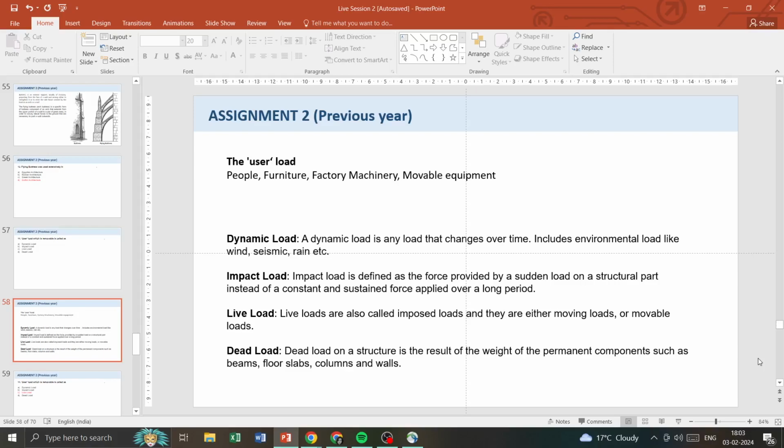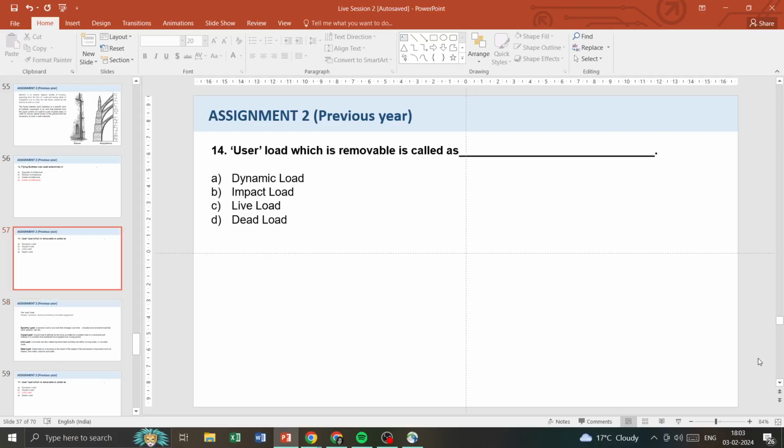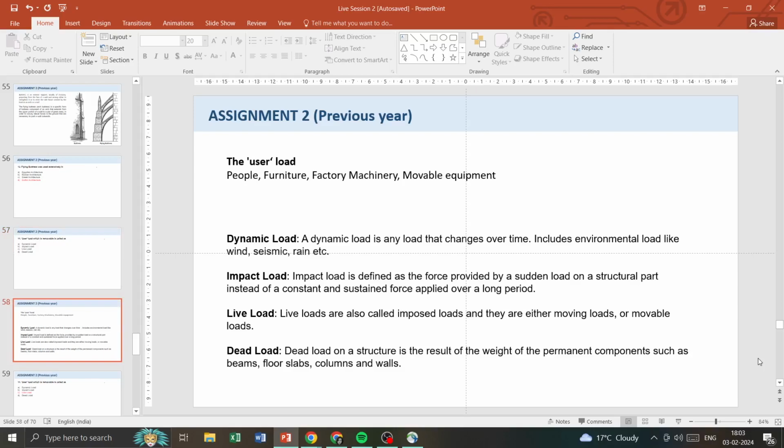Live loads are also called imposed loads, and they are either moving loads or movable loads. Dead loads are on a structure as the result of the weight of the permanent components such as beams, floor slabs, columns, and walls. So the question is, user load which is removable is called as. So the answer would be live load.